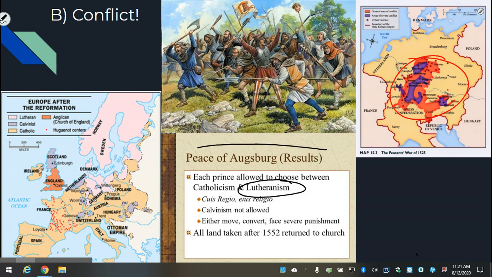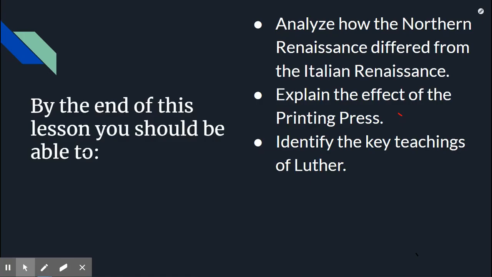And so what was worked out was something called the Peace of Augsburg, which in the 1550s said that each prince could choose their own religion and prevented a religious civil war for at least 100 years.